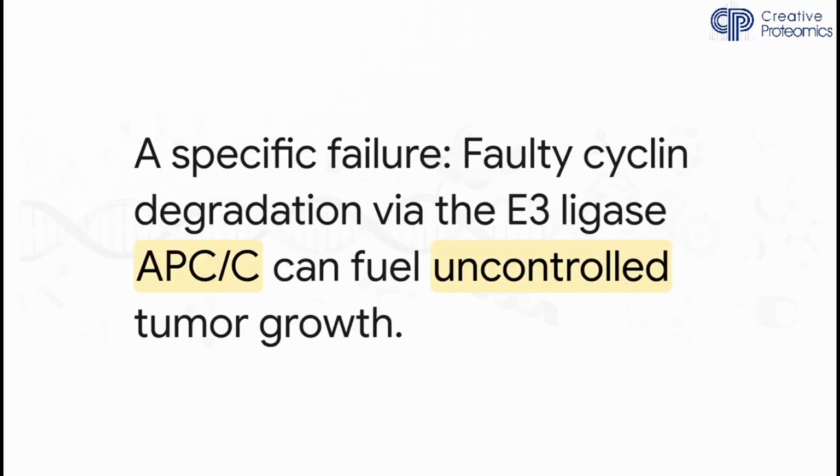Let's look at a really concrete example. There's an E3 ligase known as the APC/C complex. Its job is to degrade these proteins called cyclins to make sure the cell cycle moves along properly. Now, if this E3 ligase fails, those cyclins build up, the cell cycle checkpoints get ignored, and what do you get? Uncontrolled cell division. That's the hallmark of cancer. It's a straight line from one tiny molecular error to a devastating disease.